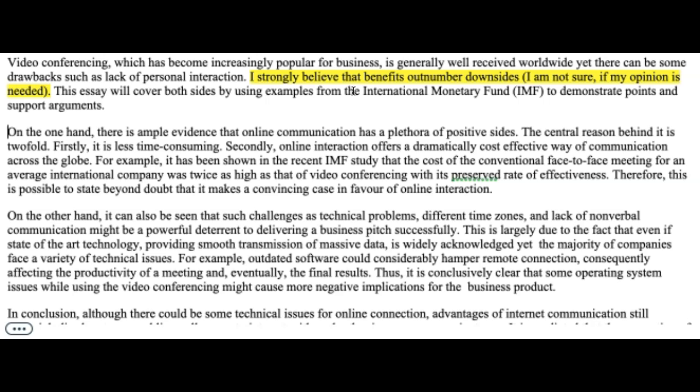I'd skip ahead, just watch those tutorials about writing like a native English speaker. On the one hand, there is ample evidence that online communication has a plethora of positive sides. Beautiful. The central reason behind it is twofold. Firstly, it is less time consuming.